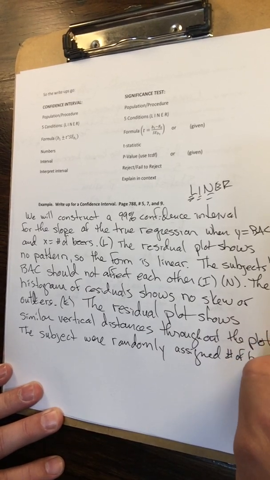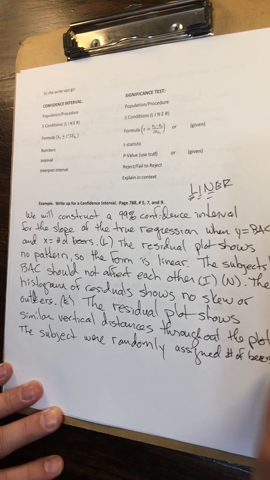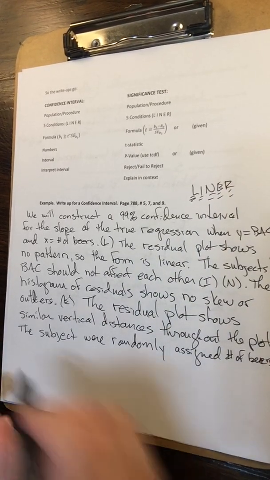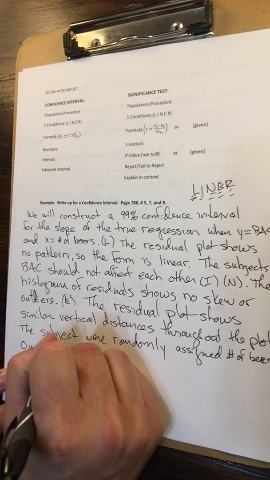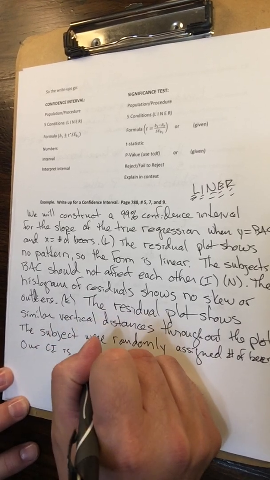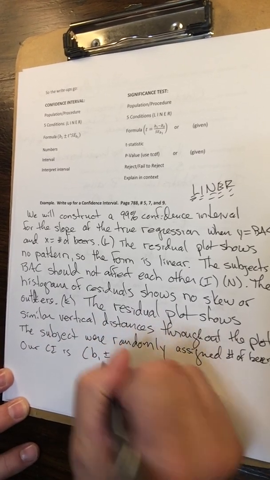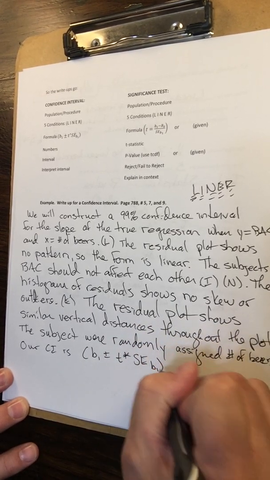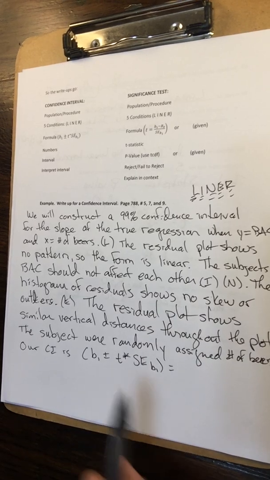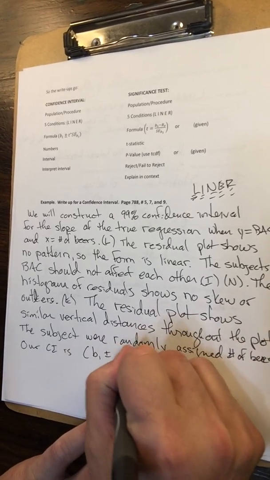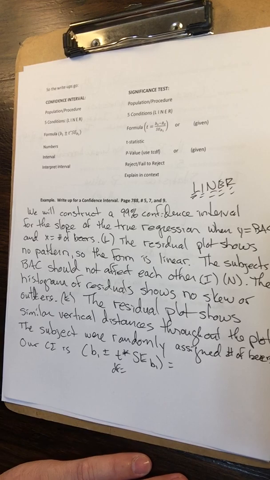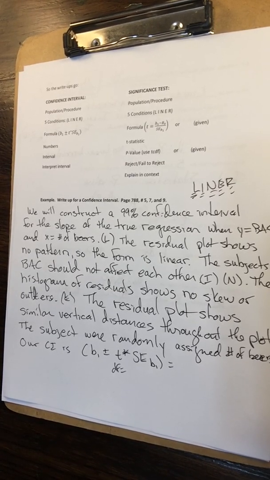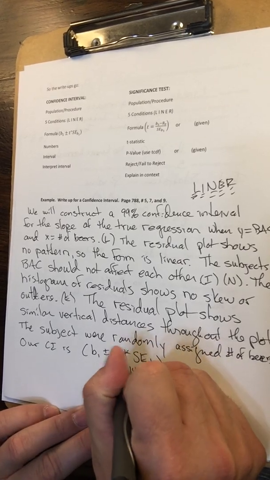Number of beers. Okay, so that's the lion's share of this problem, just getting through all 5 of those conditions, right? Our confidence interval is b sub 1 plus or minus t star times the standard error of b1. You have to look up the t star. The degrees of freedom are n minus 2. And how many volunteers did I have? I had 16.